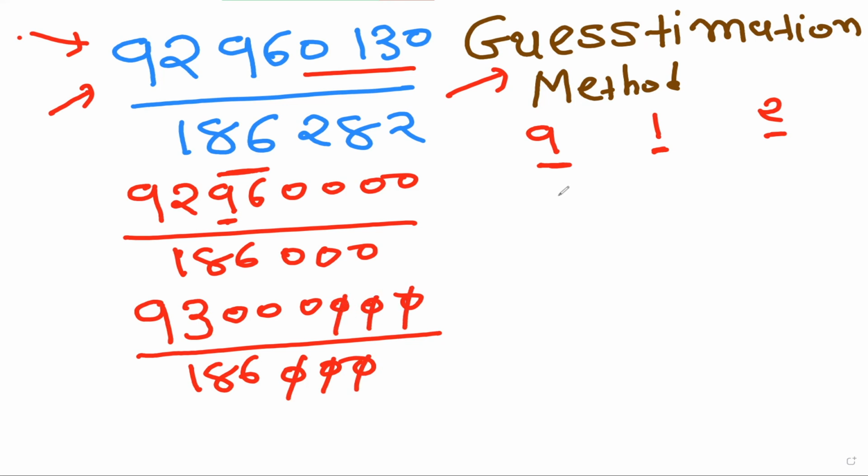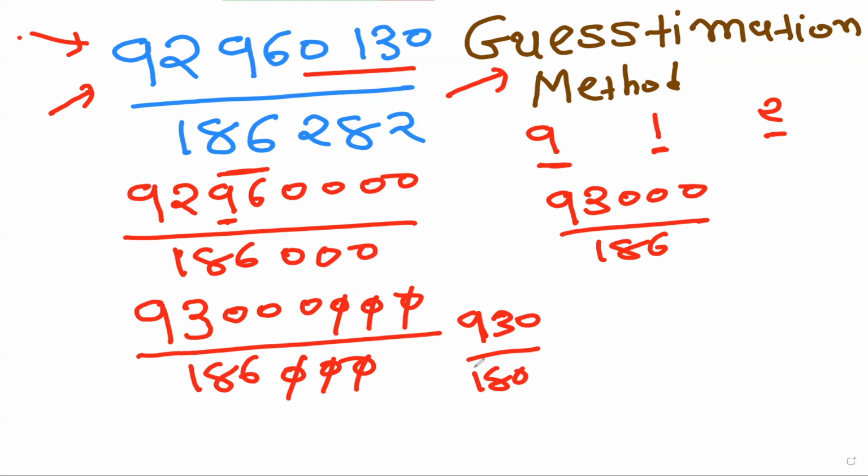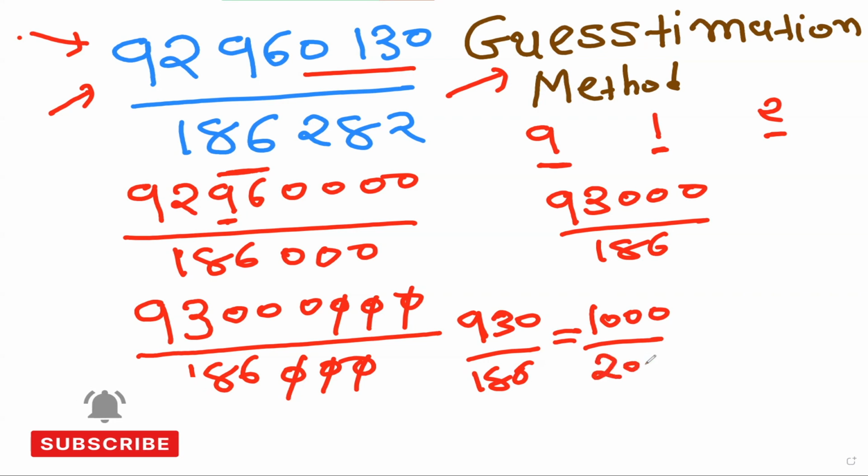So what I'm left with is 93000 divided by 186. Now let's think about 930 and 186. If we think about 930 divided by 186, again, if I try to round it in the same way, 930 is very close to 1000, and 186 is close to 200. So that I can have a bit of approximation, 1000 divided by 200 is going to be around 5. But if you want to double check whether it is coming closer or not, we can do that as well.